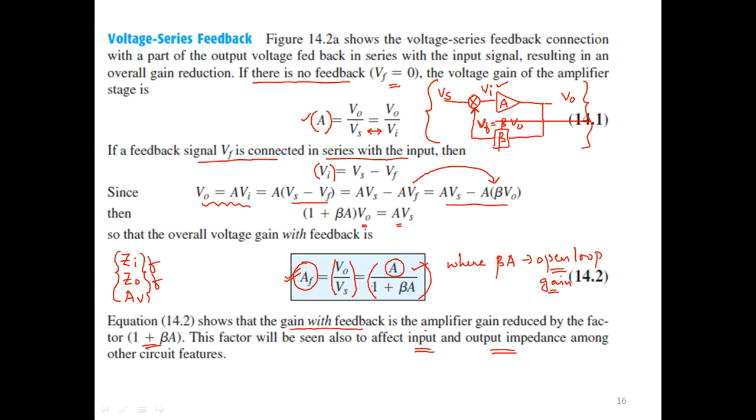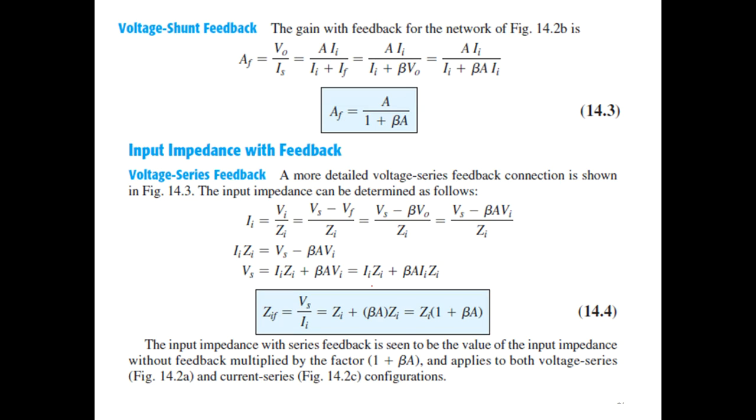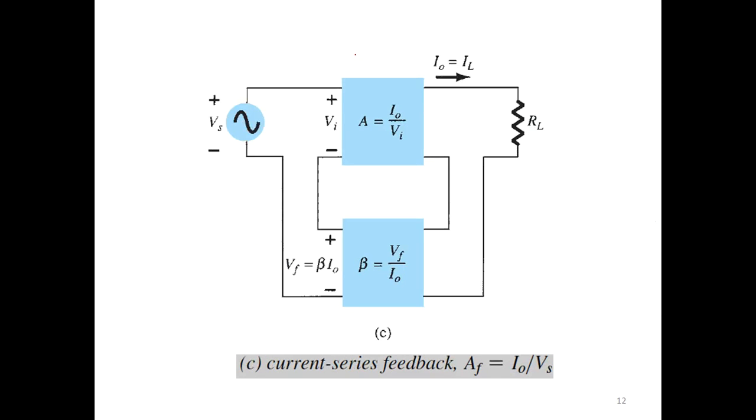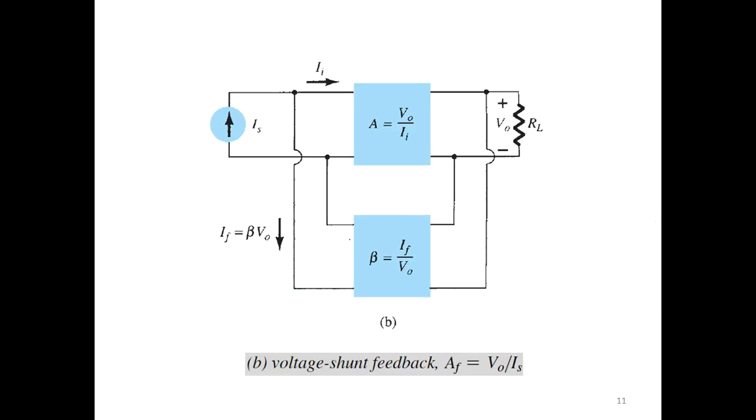Okay, so for that you will have to practice them. Practice a bit. Then coming to voltage shunt feedback, wherein there will be a parallel combination, the feedback is parallelly connected with respect to the current source at the input, right? So how is the gain with feedback for the particular network? Very quickly let me just go back to that particular diagram.